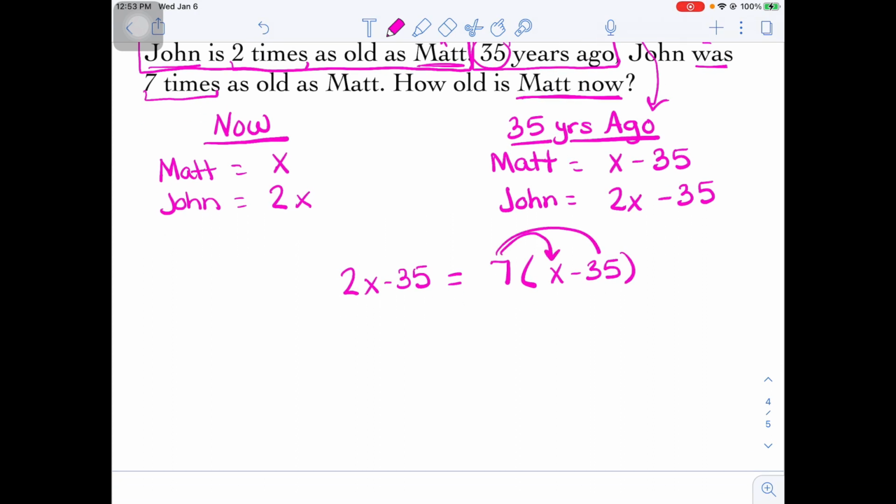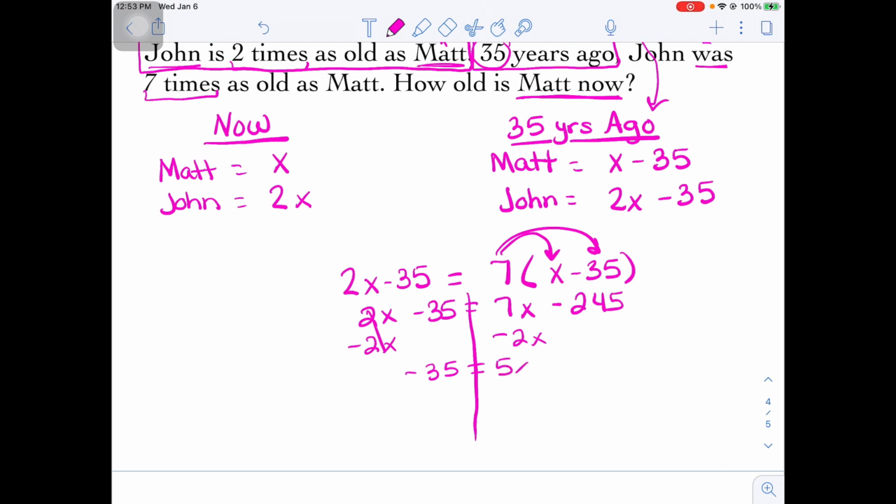So now we're going to solve. So distribute first. So we have 7x minus 245 is equal to 2x minus 35. Now let's move our variables. Minus 2x, minus 2x. We have a negative 35 is equal to 5x minus 245. Let's move over our constants. So plus 245, plus 245. Positive 245 and a negative 35, we get 210 is equal to 5x, because these are now canceled.